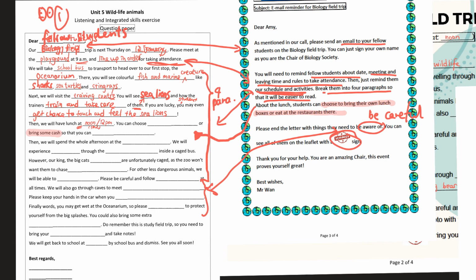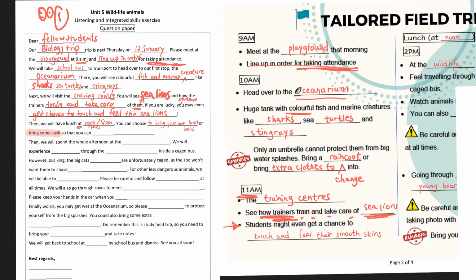All right. I'll zoom this in first. Okay, you can choose to bring your own lunch boxes or bring some cash so that you can eat in the restaurants. Okay, so I hope you know how to spell restaurant, because it is a vocabulary from last year, I guess, and from the first term too. So this year's Form 1 have already learned this word. I hope you are stronger than them. And I believe you are.